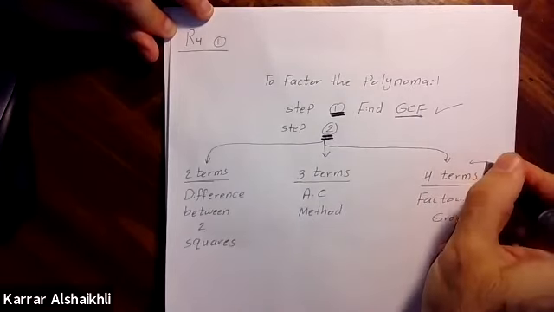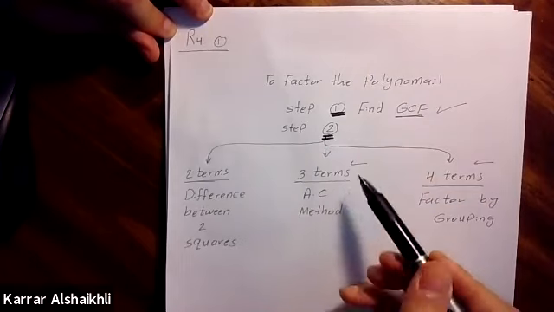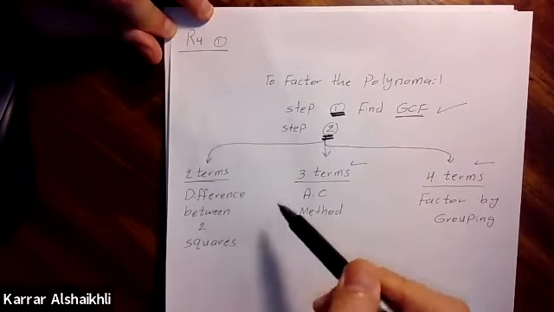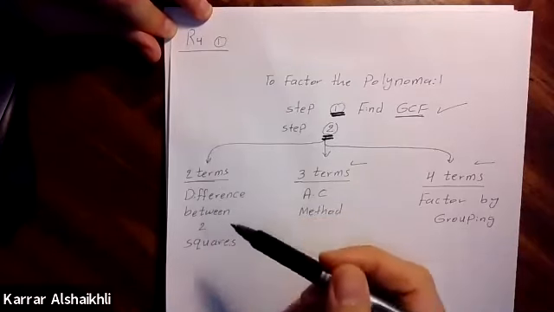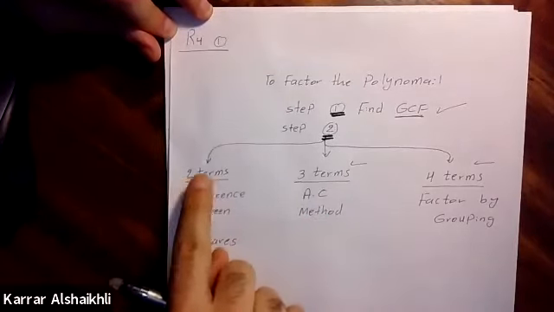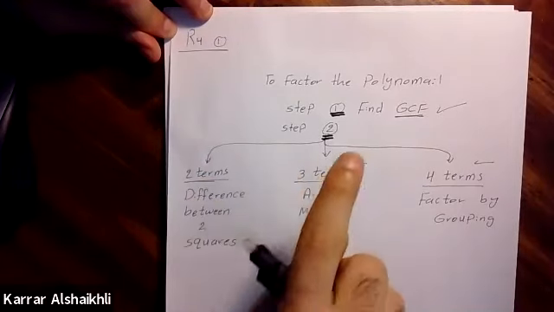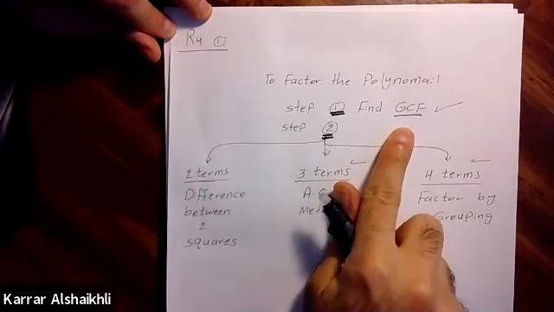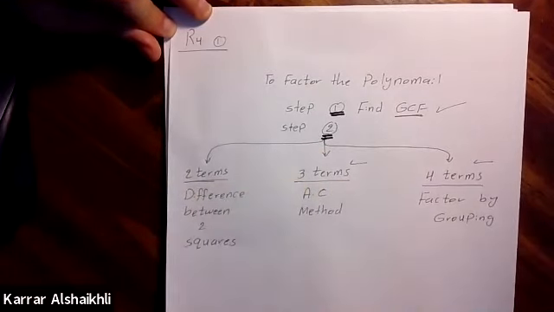We covered this method. Today we're going to do more examples about the AC method. And at the end of this section, we're going to do the difference between 2 squares. The difference between 2 squares is always going to be with 2 terms. So the first thing you have to do is check if the GCF exists or not. The second step depends on how many terms you have.